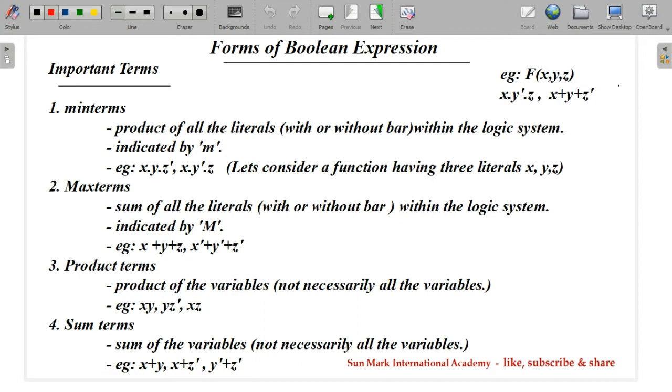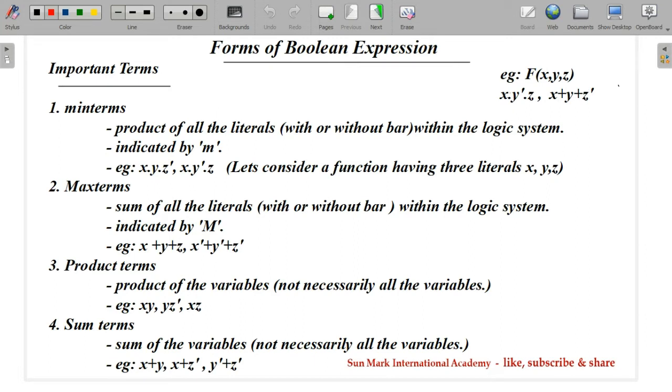Before moving to Boolean expressions, first we will talk about some important terms. First one, min terms: the product of all the literals with or without bar within the logic system. With or without bar means its complement. Example here, x dot y dash dot z. That is y or y dash, that means y with or without bar. So a min term is a product of all the literals within the logic system.